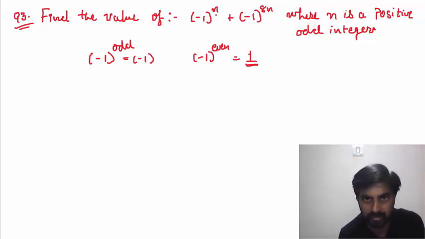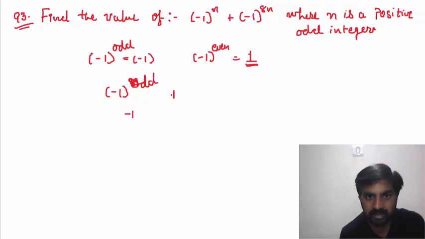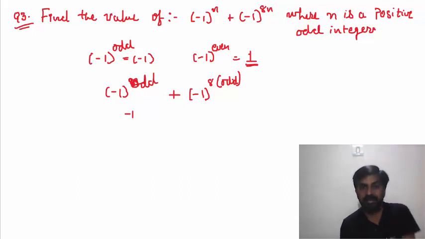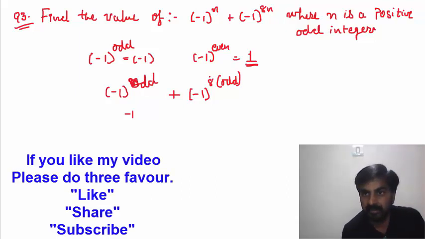Now we know this n is odd. So minus 1 raised to n, n being an odd number, is minus 1 raised to odd, so this will give you minus 1. And plus minus 1 raised to 8 into odd. Whenever you multiply any odd number with an even number, you will always get an even number. So you will get minus 1 raised to an even number, which will give you plus 1. Now minus 1 plus 1 will give you 0. So this way you can solve this.